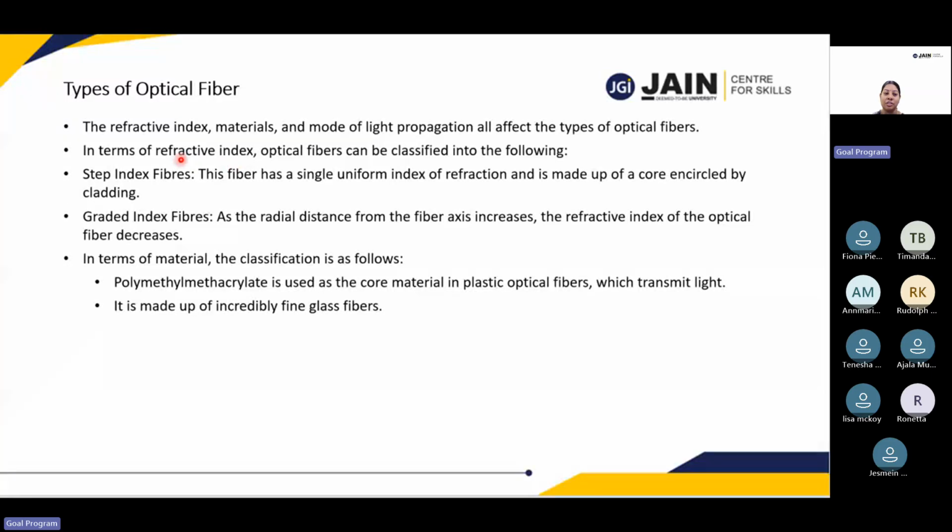In terms of refractive index, the optical fibers can be classified into the following. Which one? Refractive index. Okay. So step index fibers here we have, graded index fiber here we have.